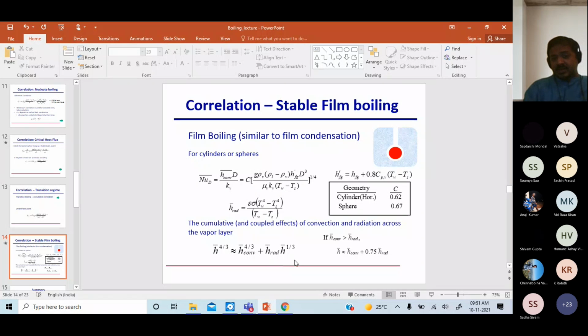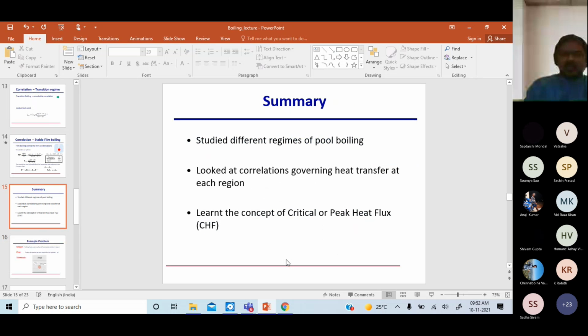And as you can see, this is like an implicit relation, right? Because you have H bar, the overall heat transfer coefficient, on both sides. However, if the heat transfer coefficient due to convection is much greater than that of radiation, then you can probably use H convection plus 3/4 H radiation. Otherwise, you have to solve it numerically or by trial and error. But again, this is pretty much playing around with correlations and nothing more.